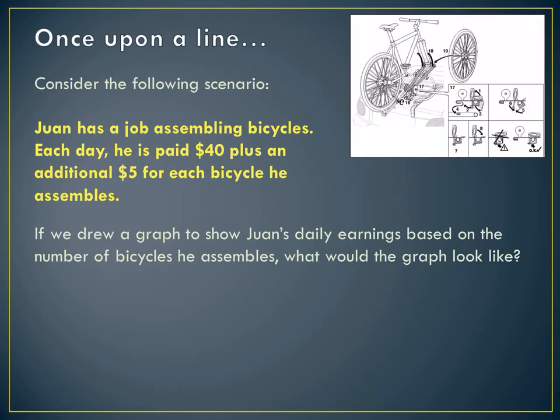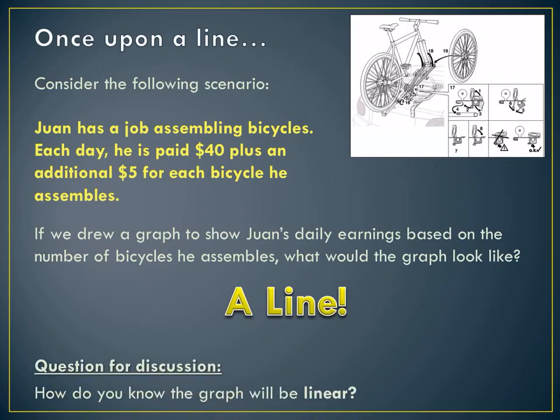Now, if we drew a graph to show Juan's daily earnings based on the number of bicycles he assembles, what would the graph look like? Well, let's think about what would happen. Juan would start at some base amount at $40, and each time he added on a bicycle, he'd add on exactly $5 to his graph. And if you think about that shape for a minute, it means whatever graph we make is going to be going up by the same amount all the time, and what we'll get is a line.